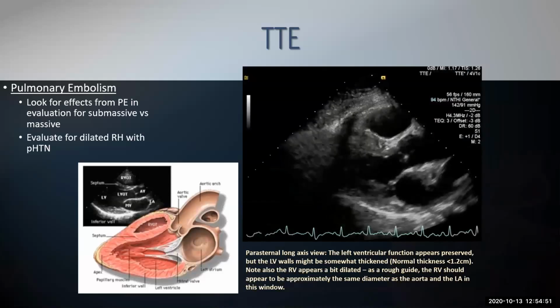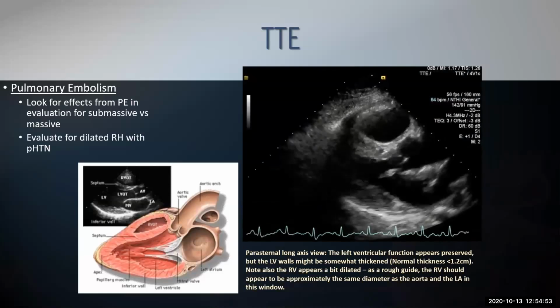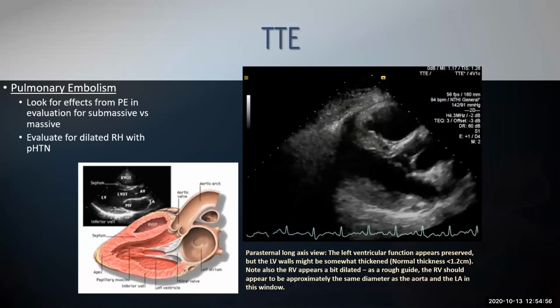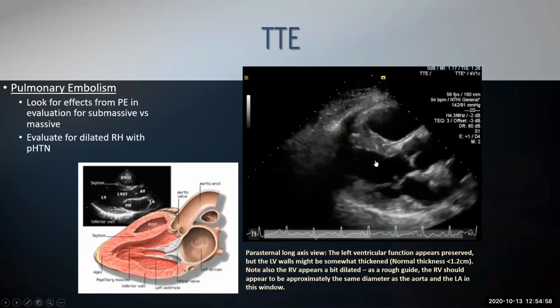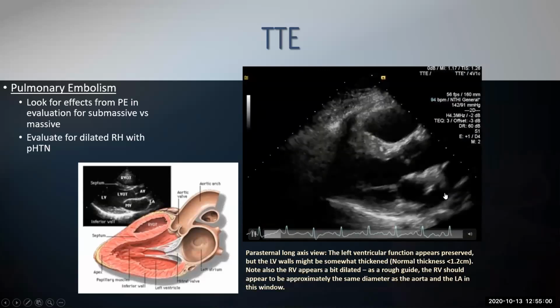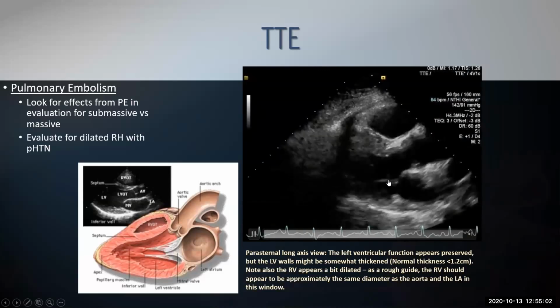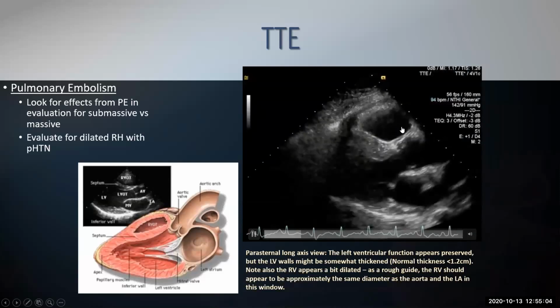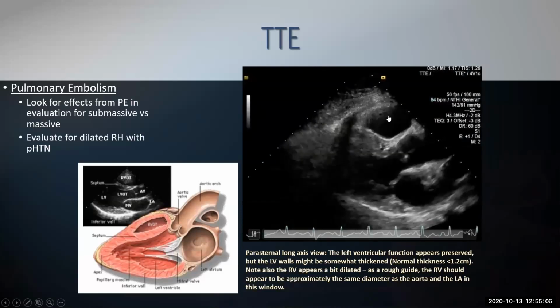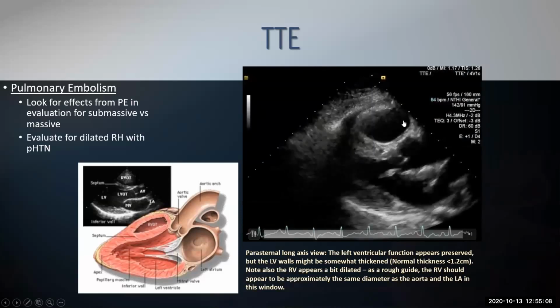So this is an example of someone who had a PE. You can look for the effects of a PE and evaluation of submassive or massive, and you're going to look for that dilated right ventricle. So we have the left atrium here, and then we have the left ventricle going into the aorta. And then we can see there's some bowing into that septum as well with that right ventricle.